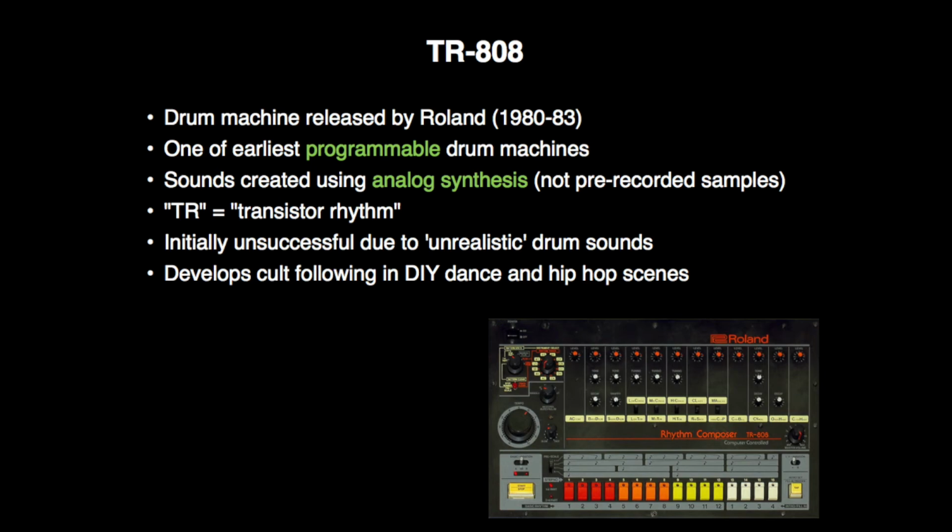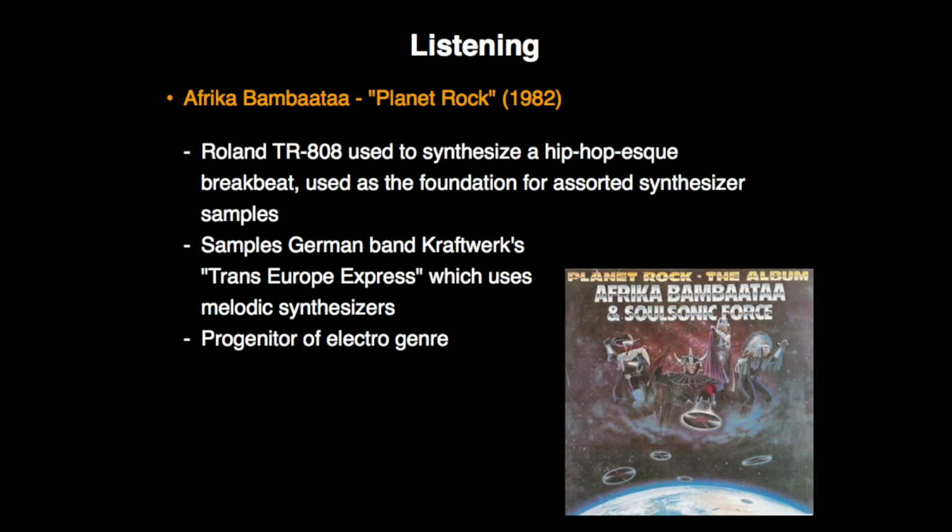And let's look at a couple examples. So the first piece on your listening assignment is from Afrika Bambaataa, and it's called Planet Rock. And in this piece, Bambaataa uses an 808 to synthesize a hip-hop-esque breakbeat, which is used as the foundation of the piece. So rather than hearing, as you would very often hear in hip-hop of the time, a sample from an old funk record or anything, you're hearing a new breakbeat that's created from scratch with the 808.